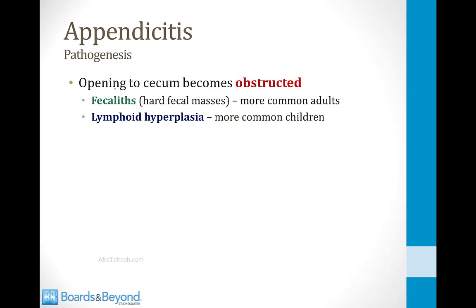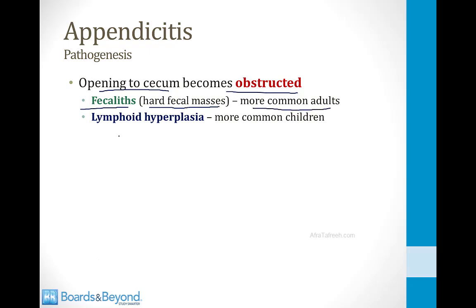Appendicitis occurs when the opening of the appendix into the cecum becomes obstructed. If it becomes obstructed, bacteria can accumulate behind that obstruction, and essentially you get a small abscess inside the appendix in the abdomen. There are a couple of things that can cause the outlet of the appendix to become obstructed. Fecaliths can do this. These are hard fecal masses, and this is a common cause of appendicitis in adults.